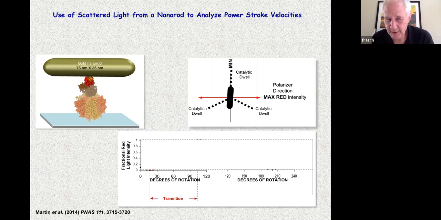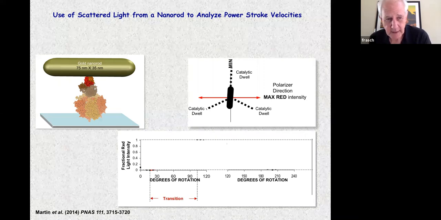Most of our data we've collected at 200,000 frames a second, which is 5 microsecond resolution. And that gives us a fair amount of resolution to capture mostly what's going on.